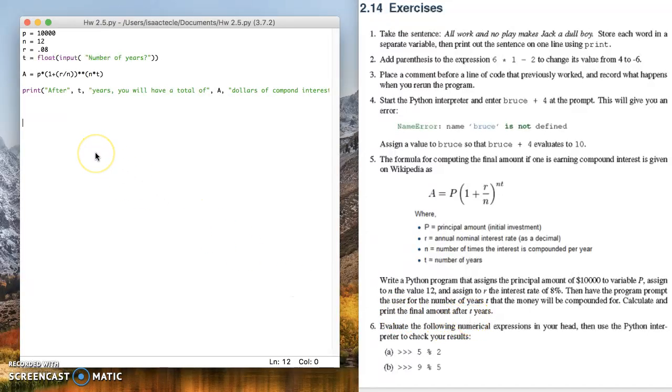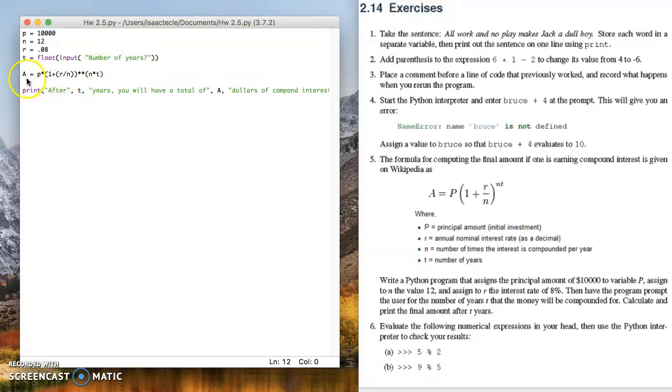So here's my work. I assigned p to equal 10,000, n to equal 12, and r to equal 0.08 because that equals 8%. I assigned t to equal float, so we get a decimal number. Input number of years. So when we run it in the shell, it asks the number of years.